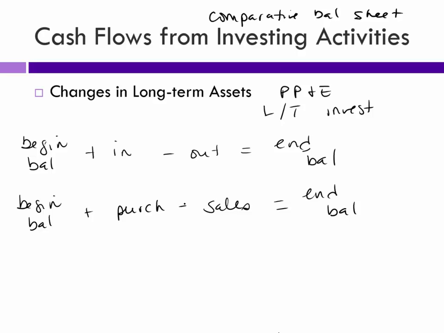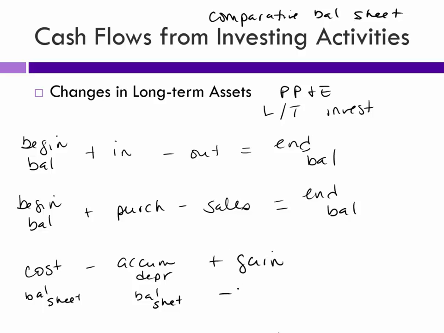Another one, sometimes you might have to figure out a gain or a loss if they don't give it to you on the income statement. So you could take the cost of the equipment, which you'll find on the balance sheet, right? That's what's sitting there for equipment, minus accumulated depreciation, which would also be on the balance sheet, plus the gain, or minus the loss, will equal the cash for that sale. So if they don't give you the cash, but you can find the gain or the loss on the income statement, and the other two on the balance sheet, you can figure out how much they sold it for. Or if they give you the cash, you could figure out if there was a gain or a loss. So those are some things you might see in the investing section.